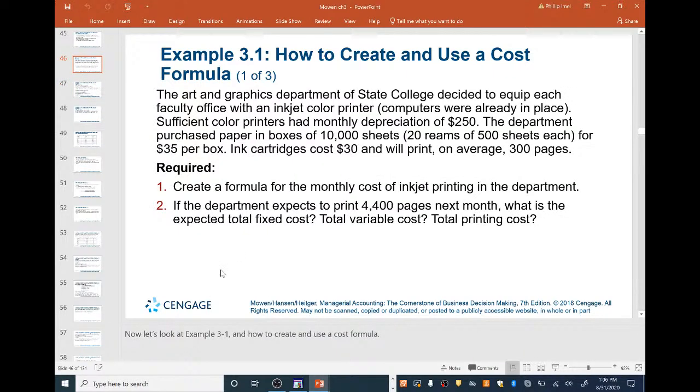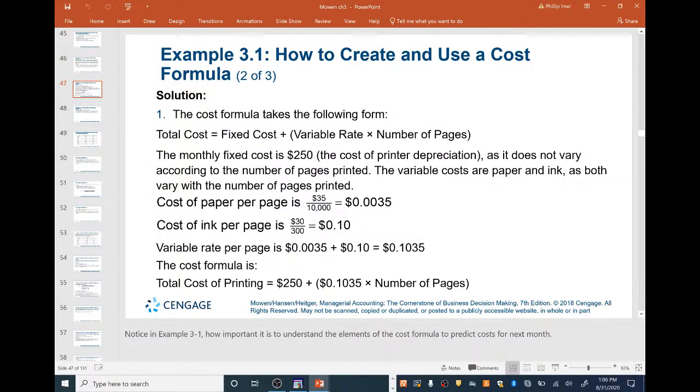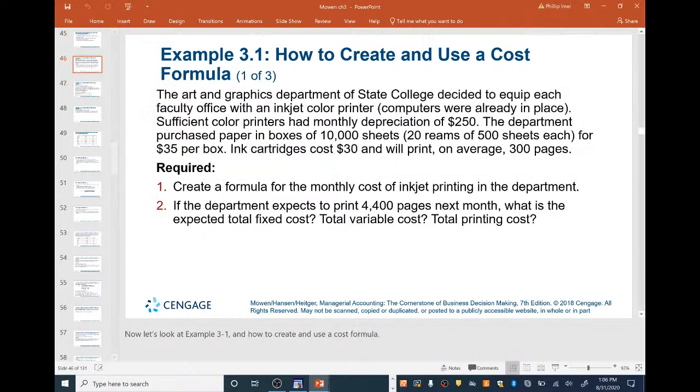Remember the second thing, if the department expects to print 4,400 pages next month, what is the expected total fixed cost, total variable cost, and total printing cost? So we've already created our formula, right? So now we just need to punch it in here. So we have the fixed cost, and we have the variable rate, right? So now we just need to punch in the number of pages, which once again was given to us. It says that the department is going to expect to print 4,400 pages next month.